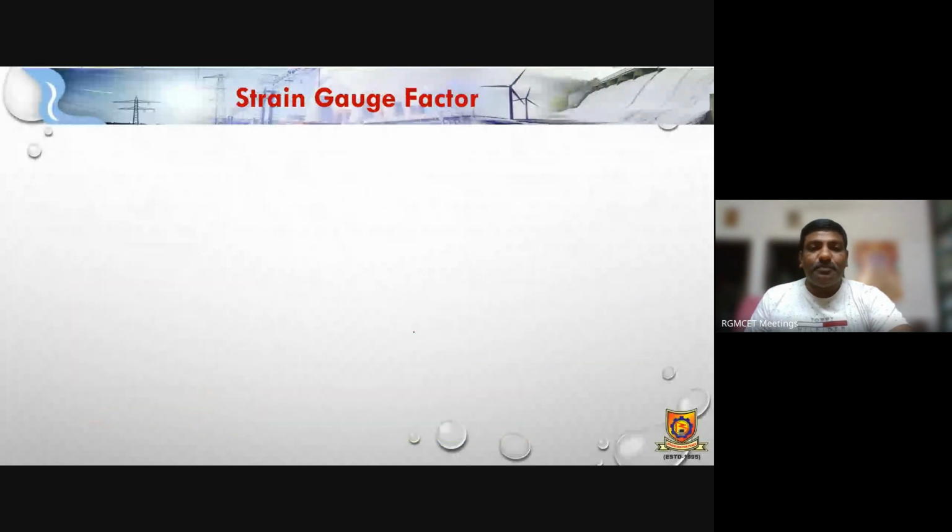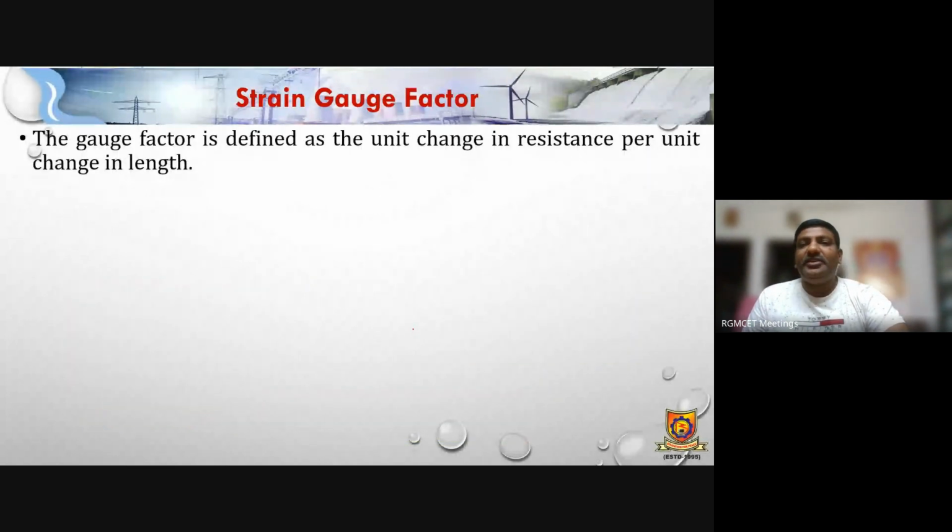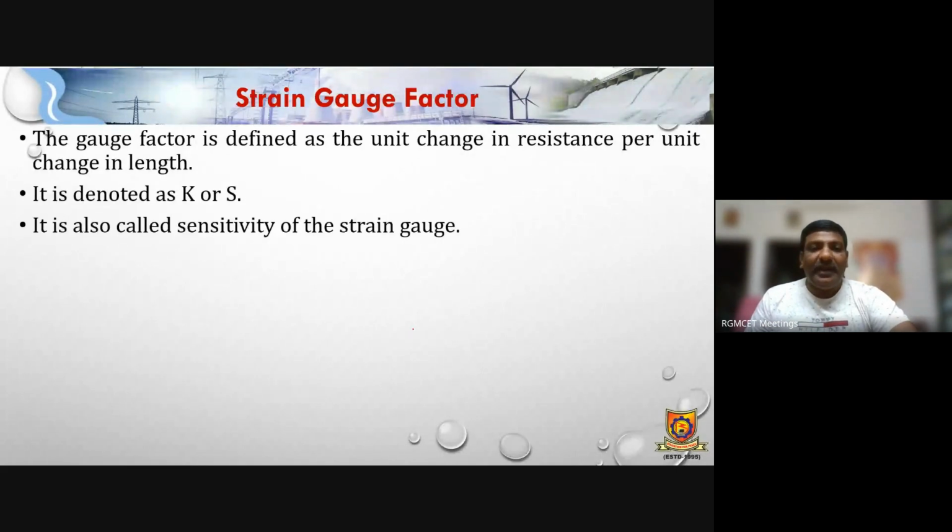So we can have a derivation for the calculation of gauge factor. It is denoted with either K or S, and it is also called the sensitivity of the strain gauge.